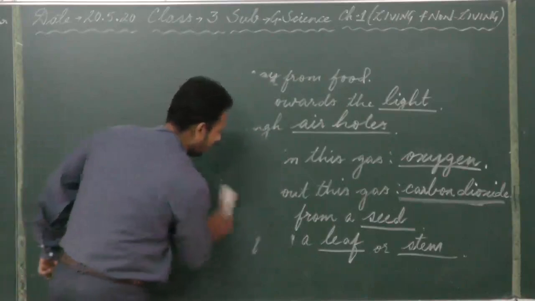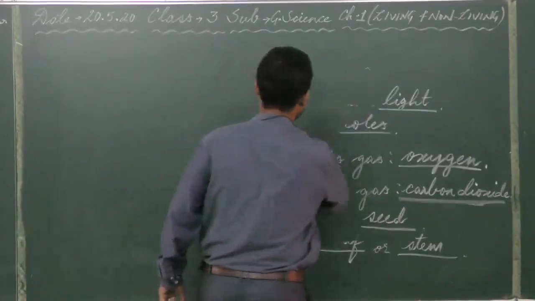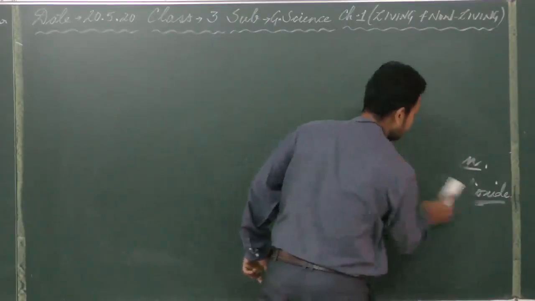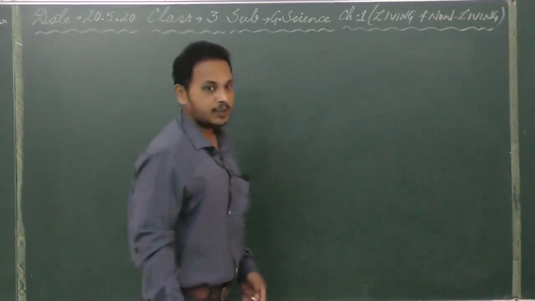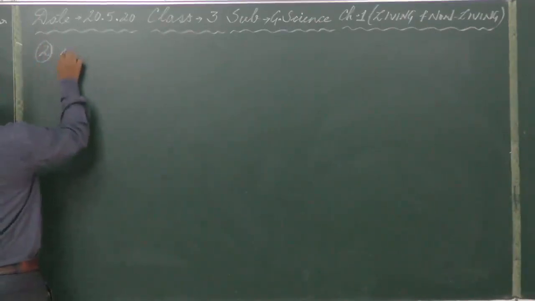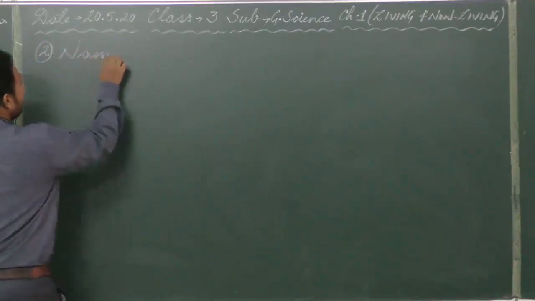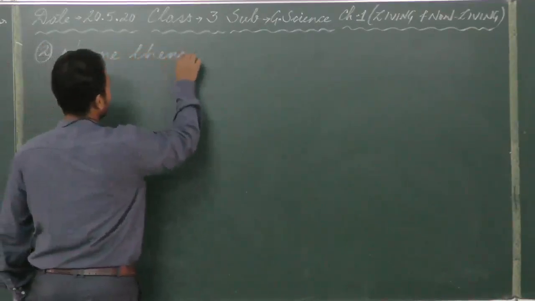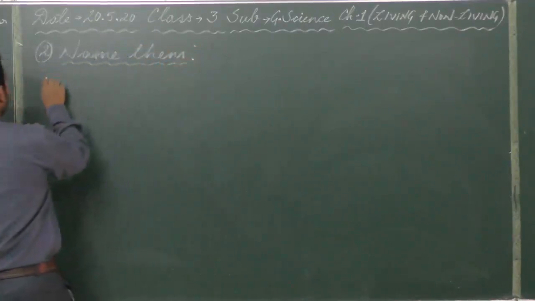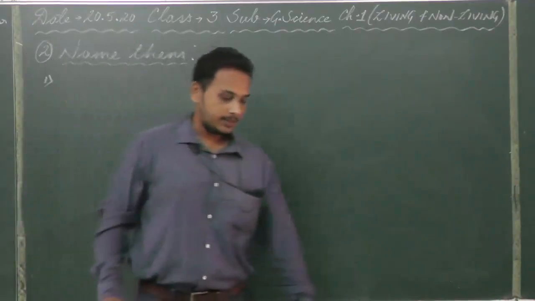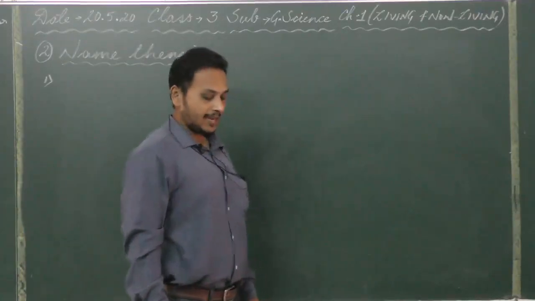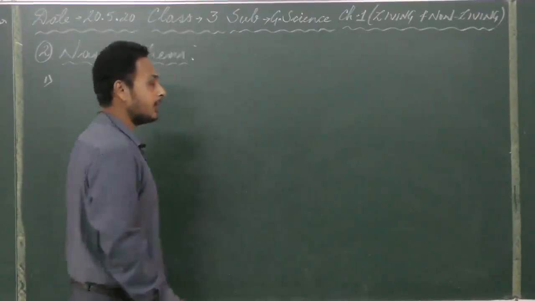Now when you look into your books, you'll see exercise number C. Now exercise number C is name them. So when you're writing in your copy, you'll put the heading like this. Number 2, write the heading here, name them, and underline the heading. Now the questions are also given in your book. The first question is, an animal that gives birth to its young ones.